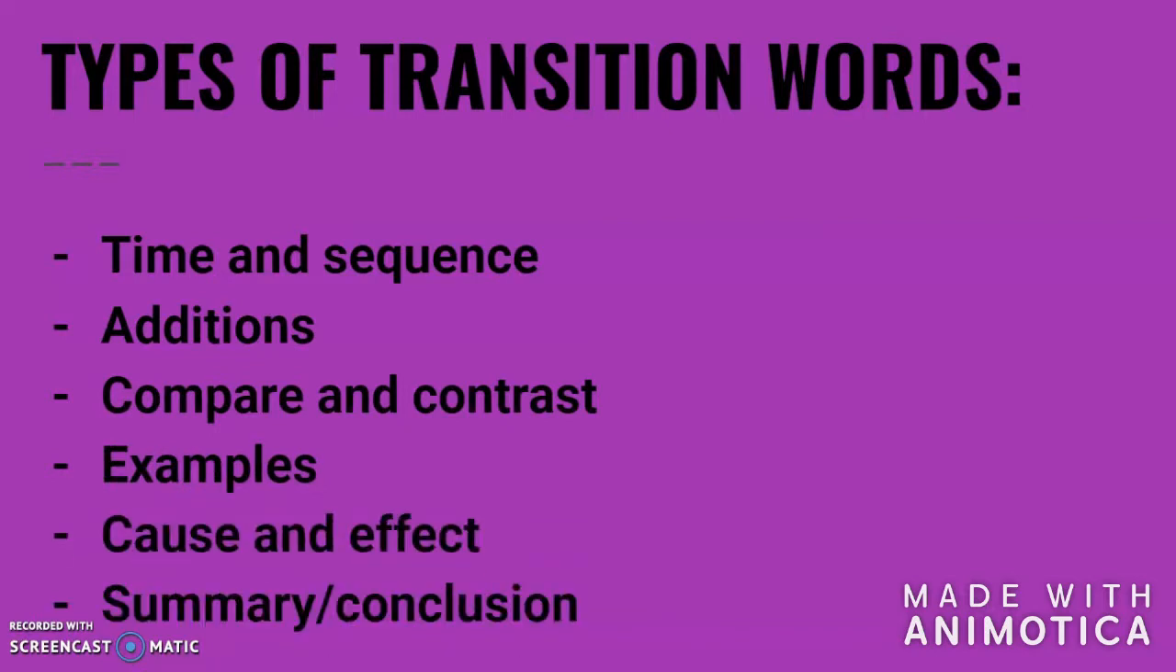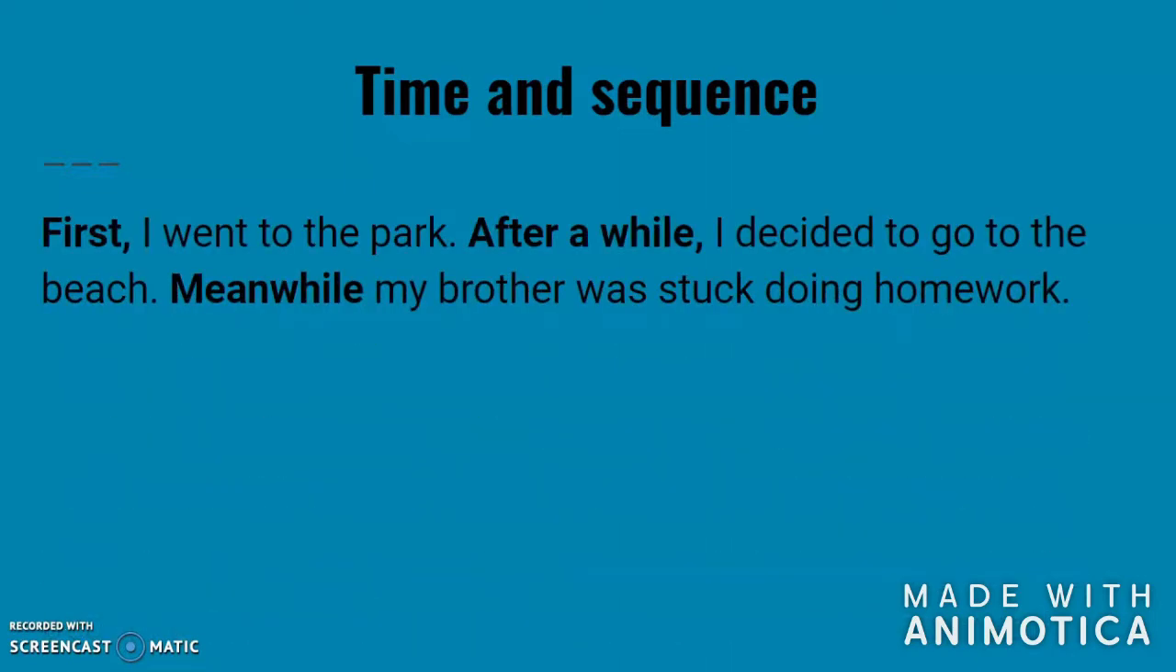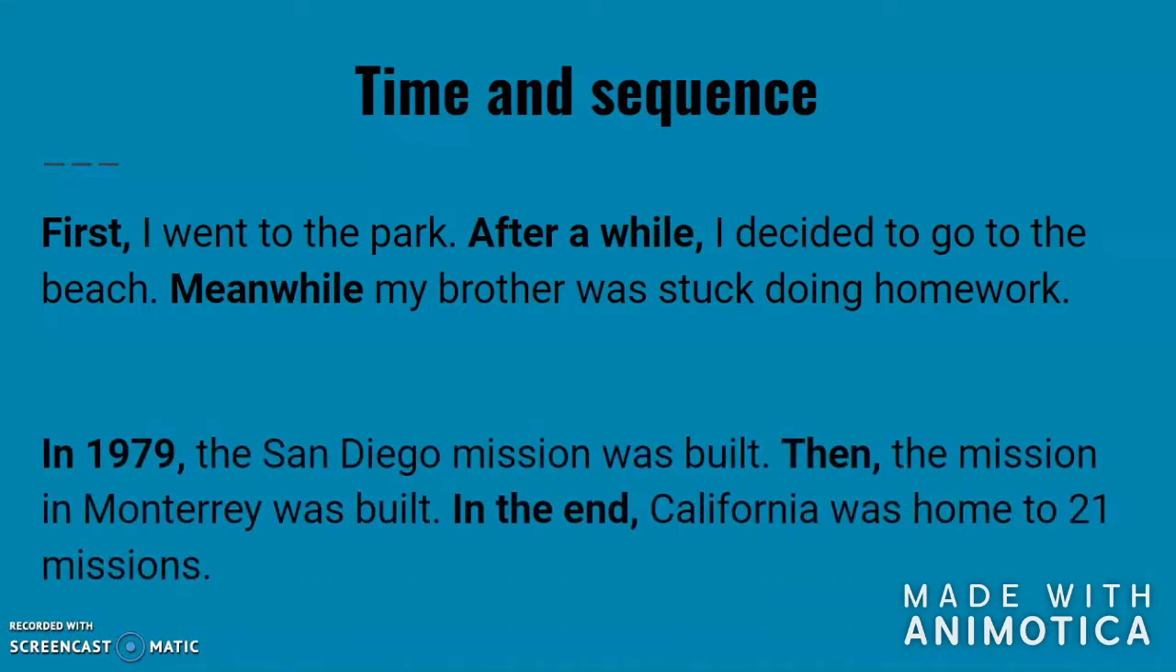The first one is time and sequence. It's used to indicate the passage of time or a sequence of ideas. Let's see an example. First, I went to the park. After a while, I decided to go to the beach. Meanwhile, my brother was stuck doing homework. Let's see another example. In 1979, the San Diego mission was built. Then, the mission in Monterey was built. In the end, California was home to 21 missions.